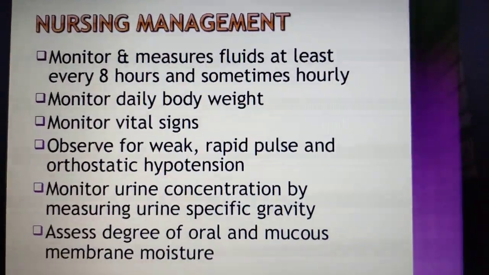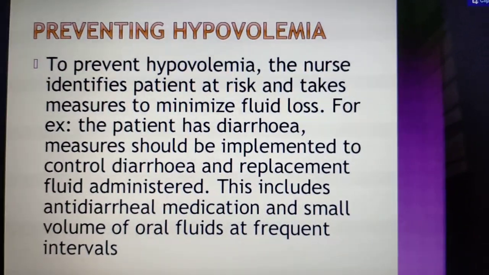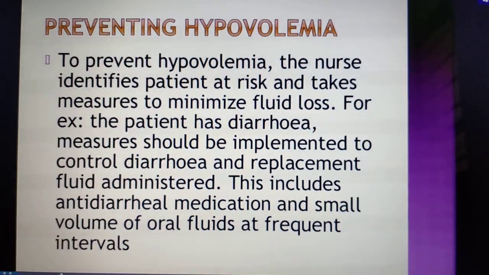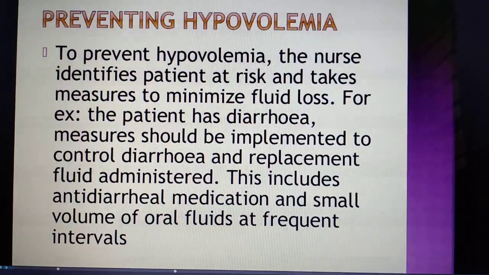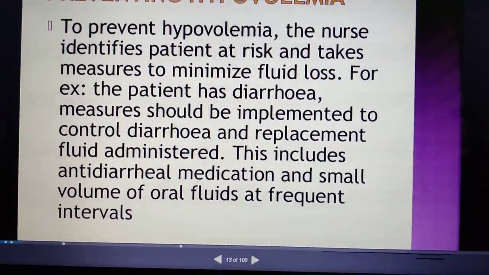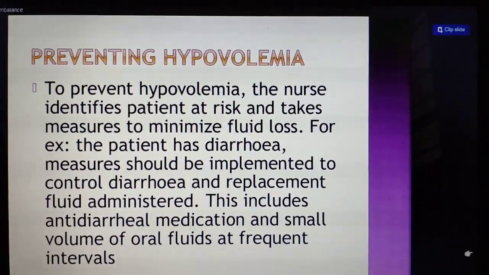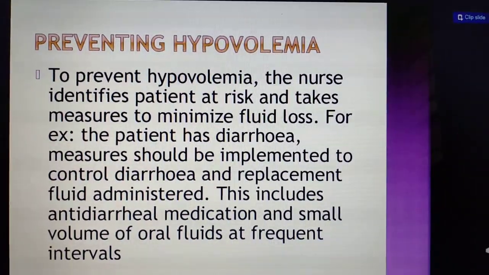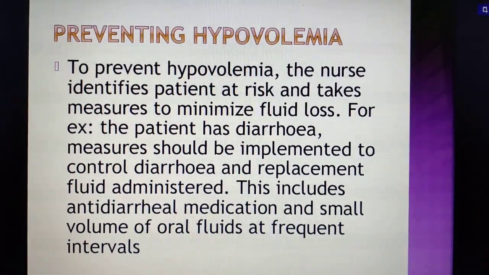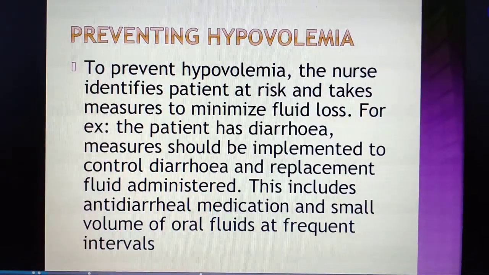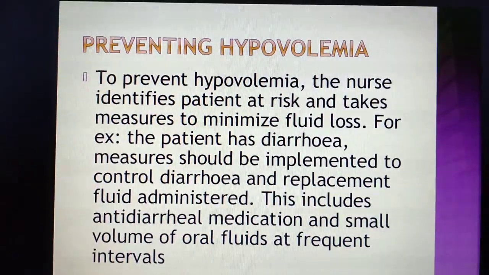Okay, these are the nursing management. Now we'll see how to prevent hypovolemia. To prevent hypovolemia, the nurse identifies the patient at risk and takes measures to minimize the fluid loss. For example, if the patient has diarrhea, what do we have to do? Should we implement the control of diarrhea? No, we have to stop the diarrhea and replace some fluid. That will include some antidiarrheal treatment and fluid replacement therapy. Clear? This is all prevention of hypovolemia.